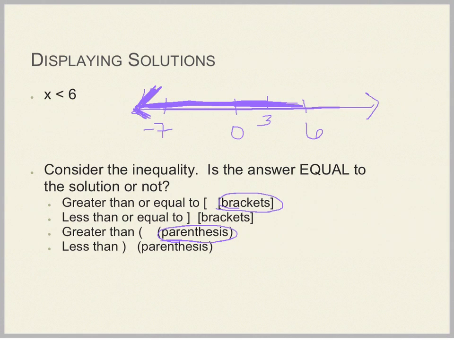However, we are not equaling 6, so we are going to use parentheses to show that we are not going to equal 6, that we are less than. And notice how that parentheses opens up toward the way our inequality is pointing. Now, how do we put that into interval notation?